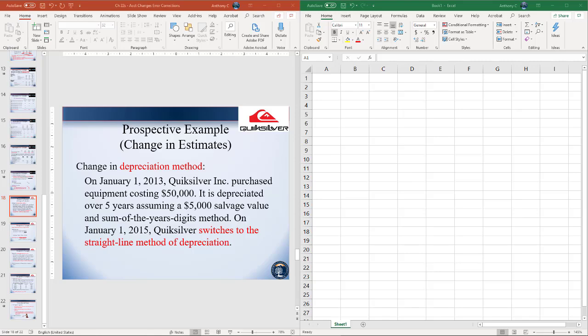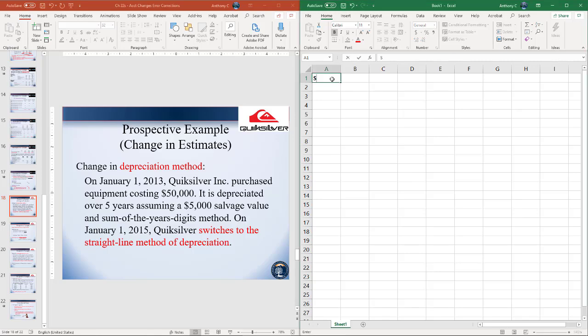On January 1st, 2013, Quicksilver purchased equipment costing $50,000. It's depreciated over 5 years, assuming a $5,000 salvage value and the sum of years digits method. On January 1st, 2015, Quicksilver switches to the straight line method of depreciation.